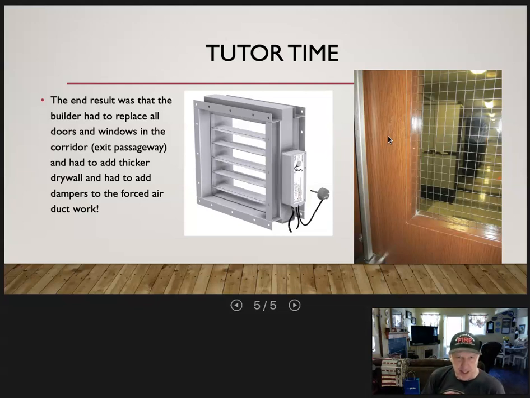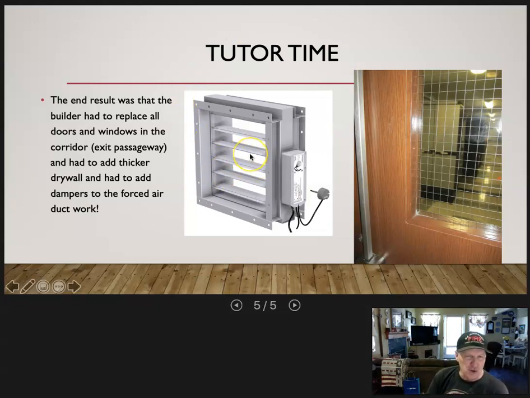It's solid, and that's meant to slow down fire passing through the door. And the window has that wire in there, or there are versions without wire, but it slows down the spread of fire. Not only did they have to change the doors and the windows, they had to add drywall, thicker drywall, and they had to add fire dampers to the ductwork. So that's that picture there.